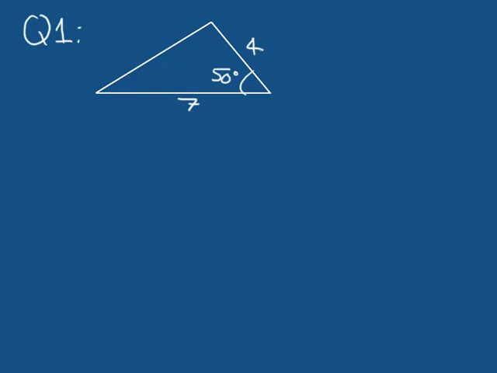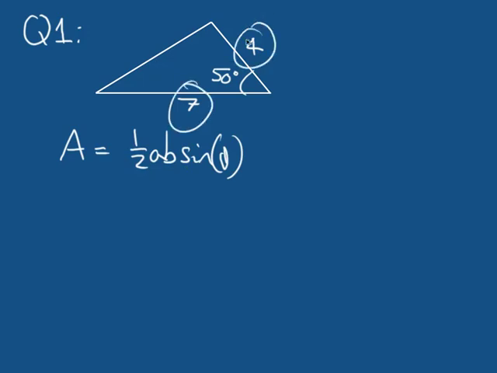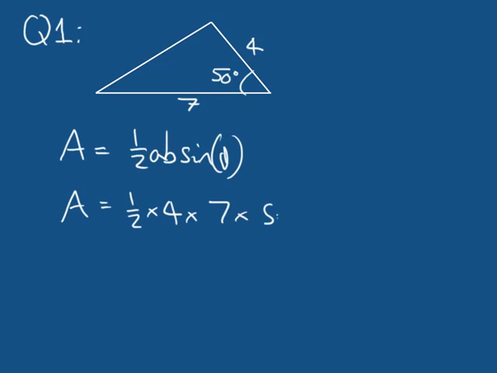So we know our equation for the area of an arbitrary triangle is the area is equal to a half AB sine of theta. Again, the important part here is that theta is the angle between A and B. So we could say that A is 7, B is 4, or the other way around, it really doesn't matter. But what's important is that our angle theta is this angle between those two edges. So our area is equal to a half times, let's say A is 4 in this case, times B, let's say, is 7, times the sine of our angle, which is 50 degrees.